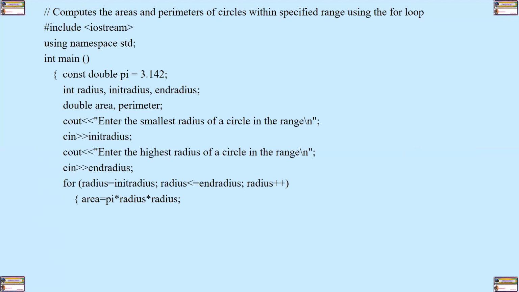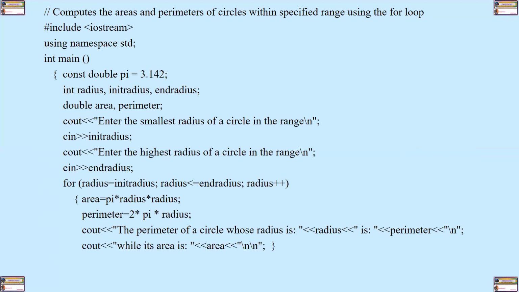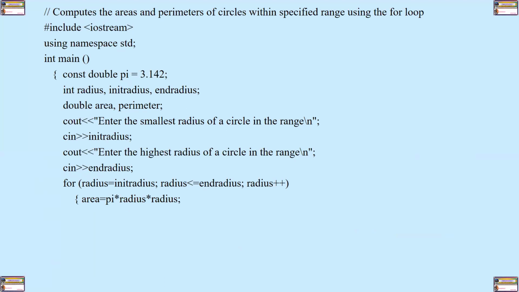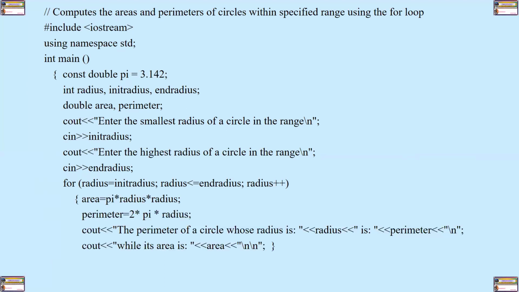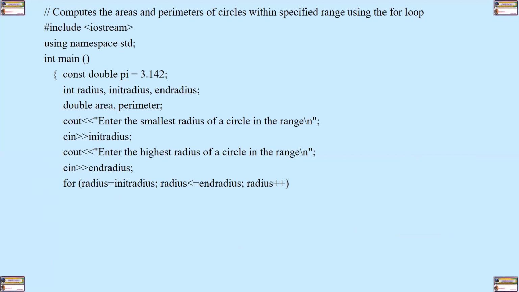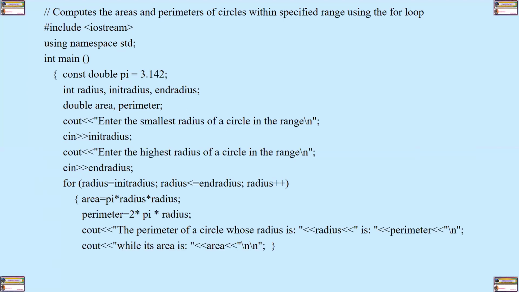If yes, we compute area and we compute perimeter and display perimeter and area. Now, once the last brace is reached, the radius is incremented with 1. Then we check, is the current value of radius less than or equal to end radius? If yes, we compute area, we compute perimeter, we display them, we increment the value of radius again with 1. Then we check, is the value of radius less than or equal to end radius?